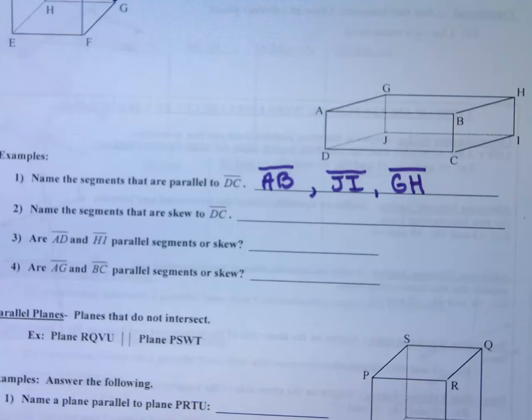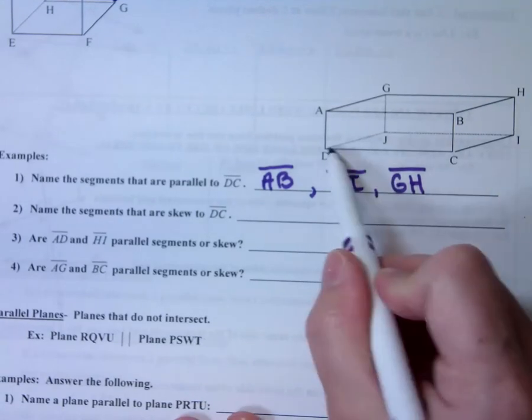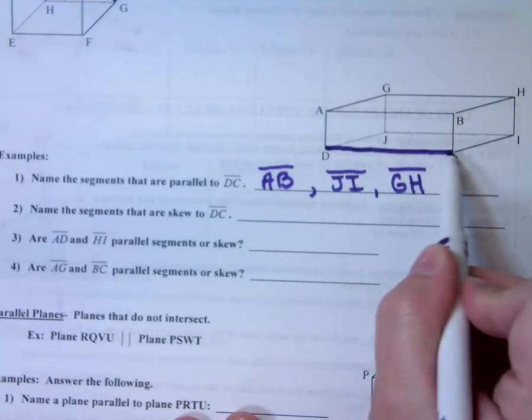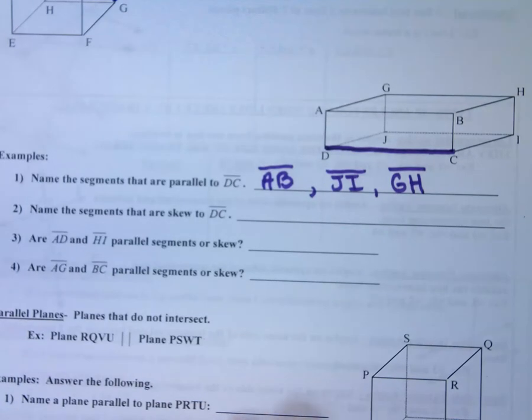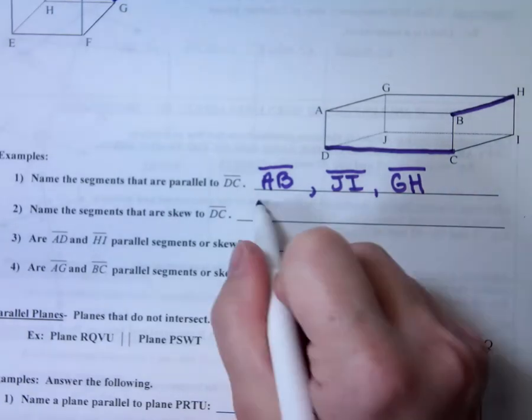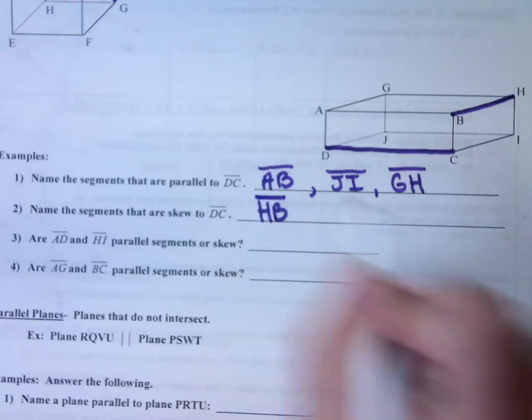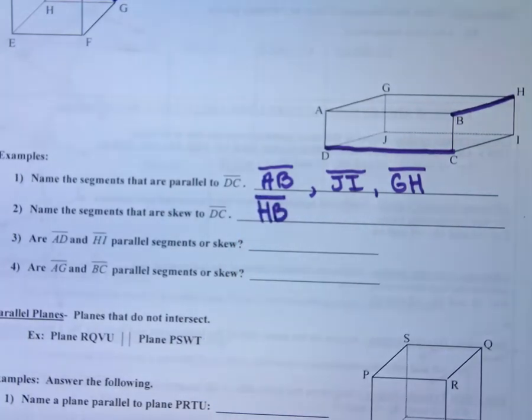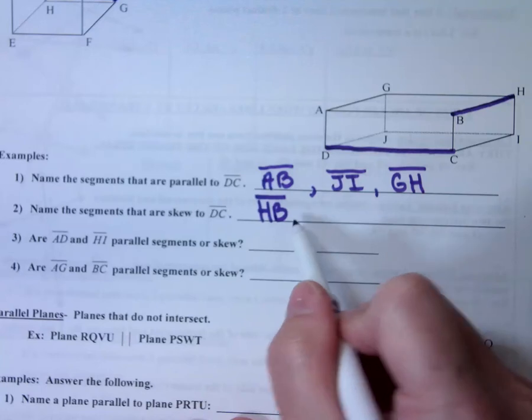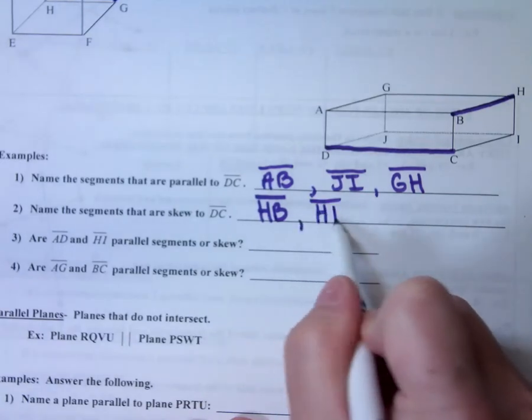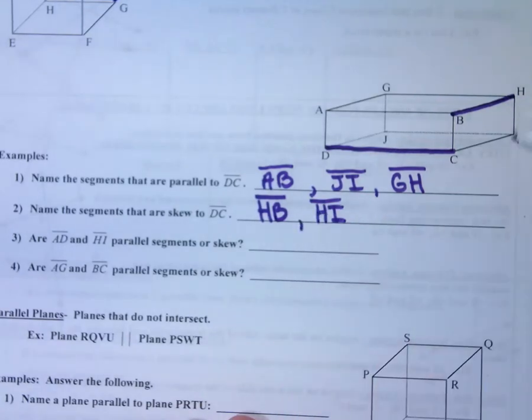Okay, now we want to try to name segments that are skew. So I'm going to go ahead and draw DC. Adam, can you give me one that's skew with DC? Yeah, HB. HB would be skew with it. Those definitely aren't parallel, and they're not intersecting. Which one? HI. I think that one works. Good job. Yeah. DC and HI, those are definitely not intersecting. They're not parallel. They're not in the same plane.